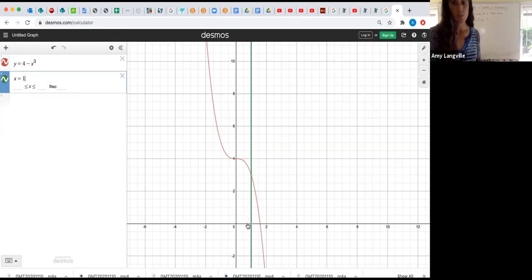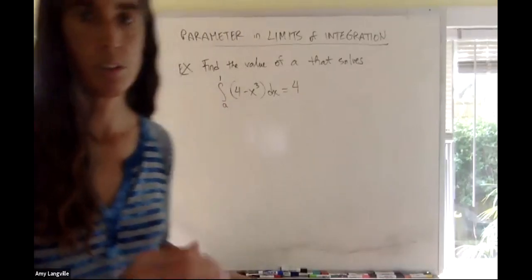If we went from 0 to 1, we'll have something less than 4, right? Because that rectangle right there would be exactly 4. So a is probably going to be negative to get a little bit more. So let's see what happens when we solve this with the calculus now.